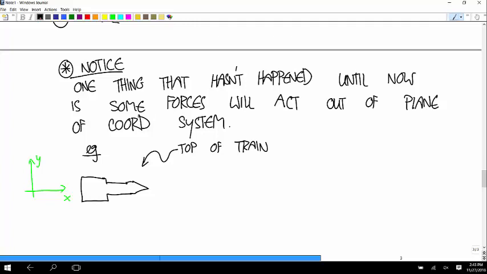We're looking at the top of the train, so its weight is into the page the way we're looking at it. And so you'd have to do it with the z-axis, which we're not going to deal with.